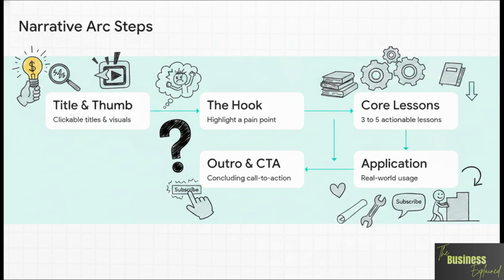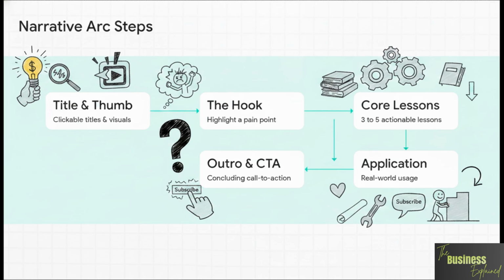And when you use that prompt, the AI is going to generate these 5 specific outputs for you. It structures a perfect narrative arc. It starts by giving you highly clickable titles and a visual concept for a thumbnail just to get the click. Then it writes a hook for the first 45 seconds that highlights a really common pain point the viewer faces, presenting the book as the ultimate solution.